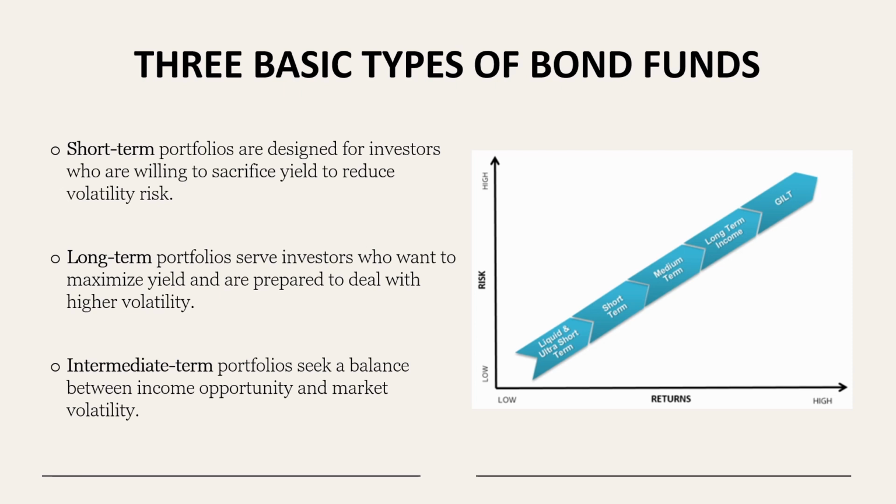Now, there can be many categories in bonds also. Unfortunately for retail investors, the haystack is getting larger and larger. But in general, as per Bogle, he simply categorized them into three broad categories. The first one is the short term portfolio, and these are designed for investors who are willing to sacrifice yield to reduce volatility. So definitely your returns will be slightly less, but volatility will also be less because they will have the least impact from interest rate fluctuation.